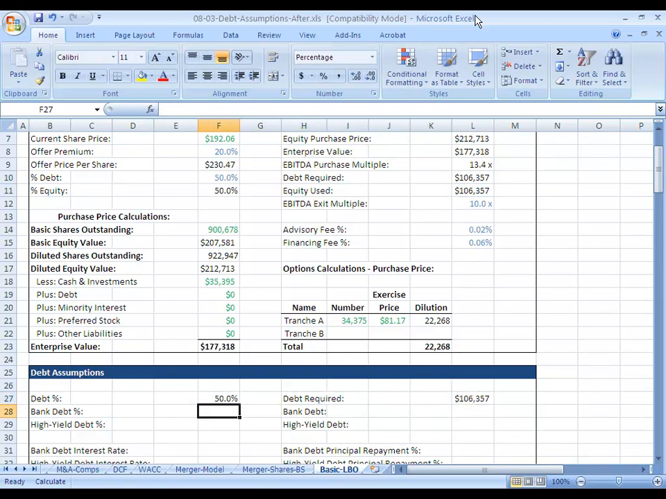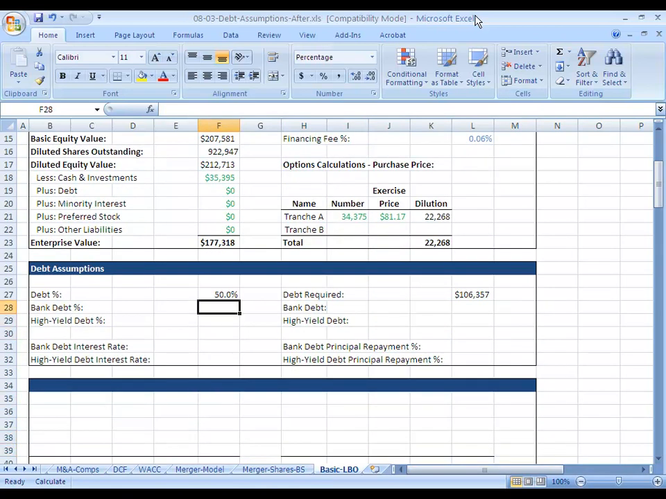Now for the bank debt percentage and high yield debt percentage, usually a company will use as much bank debt as it possibly can before it resorts to anything that has higher interest rates. In this case, to actually determine this, we would have to look at comparable companies, comparable debt issuances, but what I'm going to do to simplify this is just say 75% for bank debt, and then high yield debt will cover the remainder. So I'm going to say, once again, 1 minus the 75%.